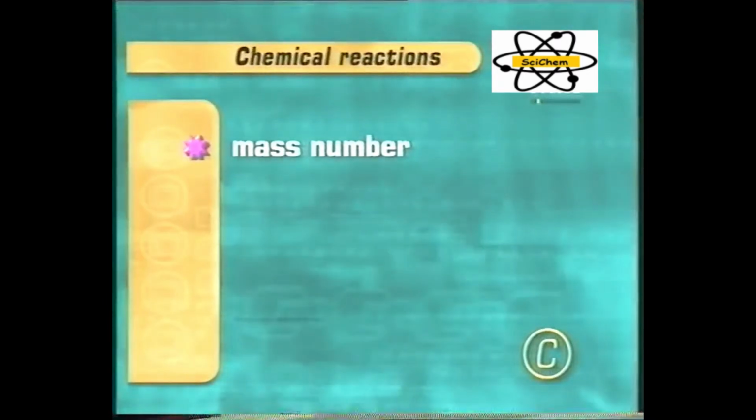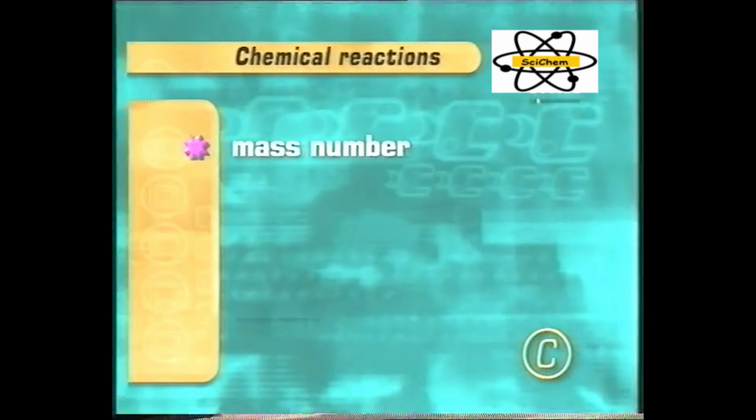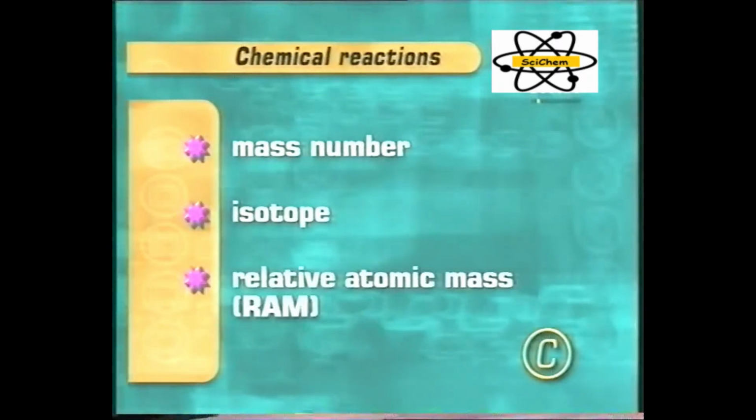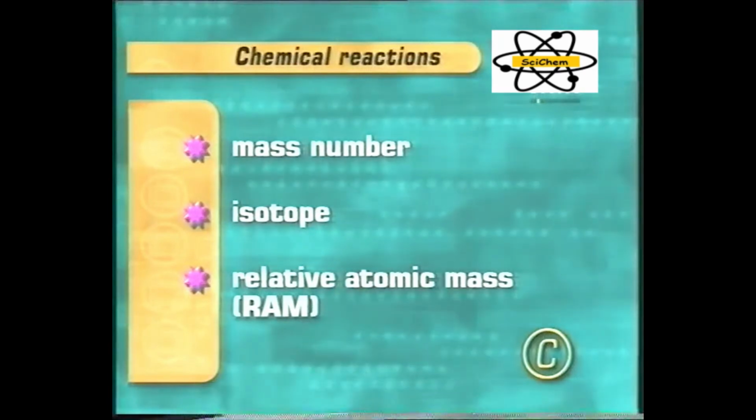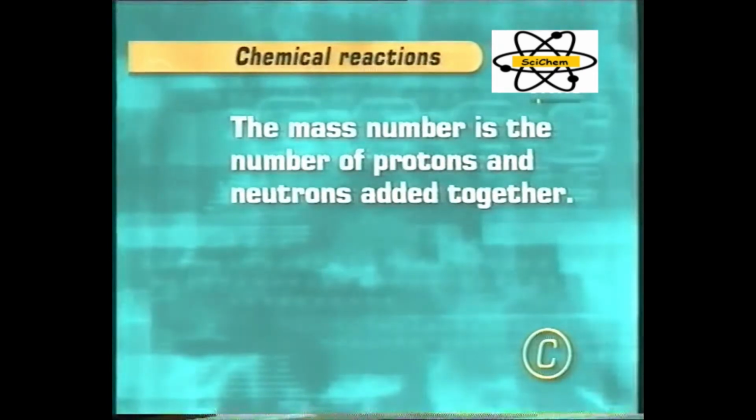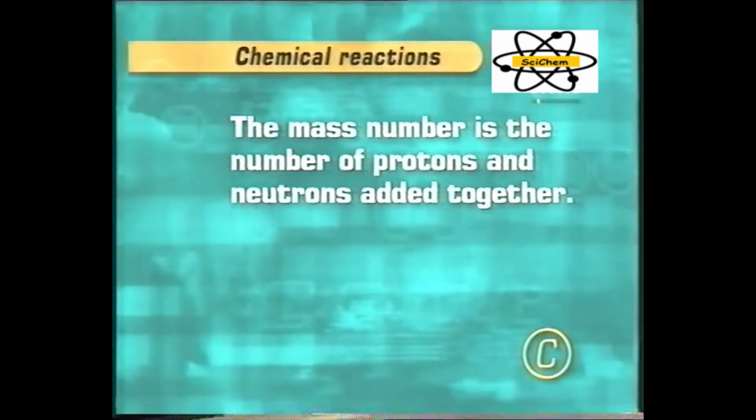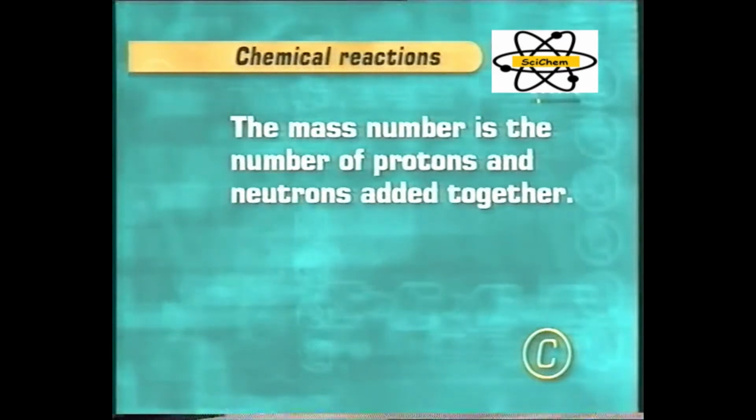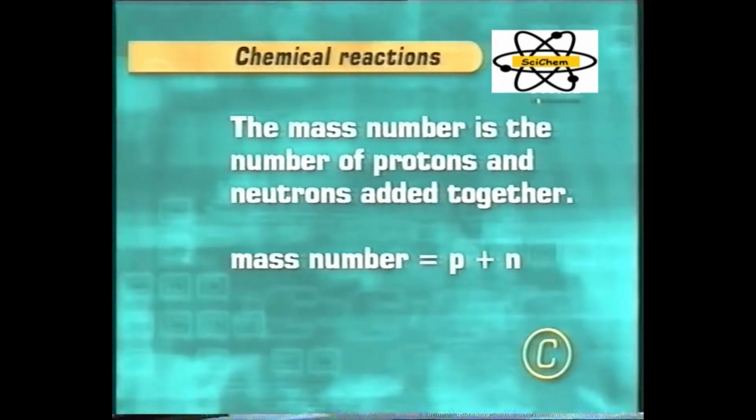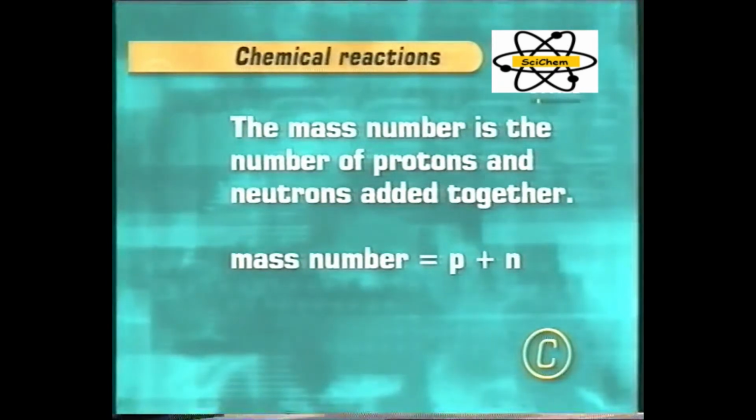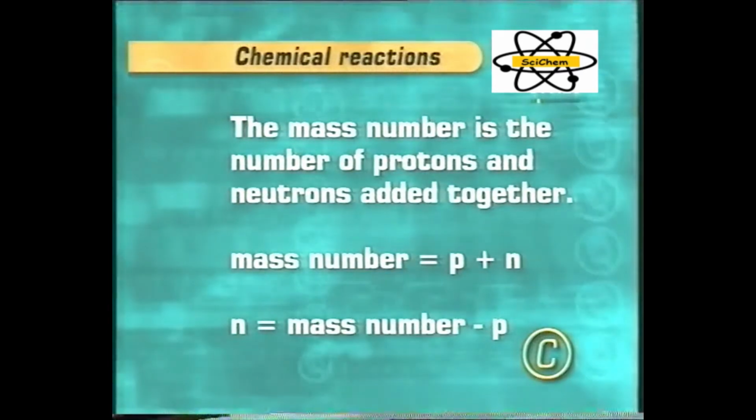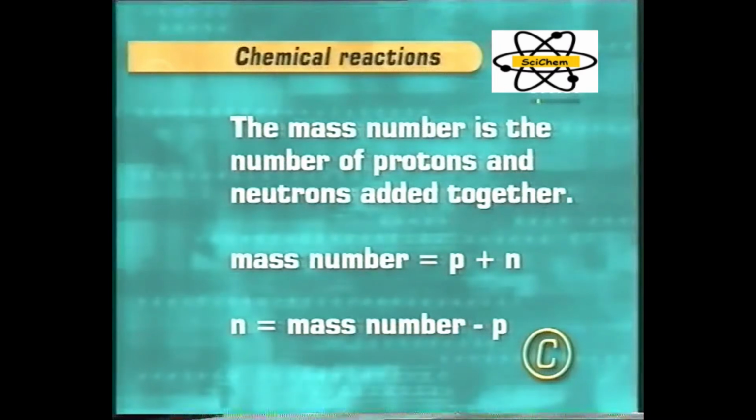You should know the following terms which describe an atom: mass number, isotope, and relative atomic mass. The mass number is the number of protons and neutrons added together. They're the particles in the atom that have mass. You can use this knowledge to work out the number of neutrons in an atom. Number of neutrons equals the mass number minus the number of protons in the atom.